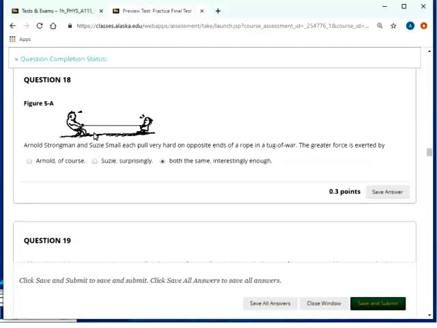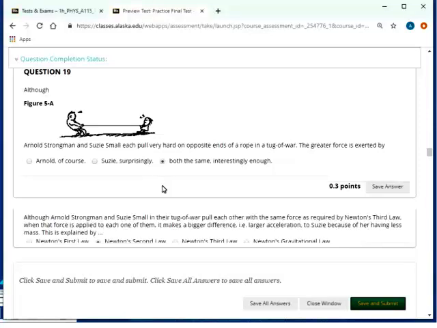So if he was on ice, she would actually, with better traction, be able to win. But we assume that the ground is the same for both of them. All right, so this one.